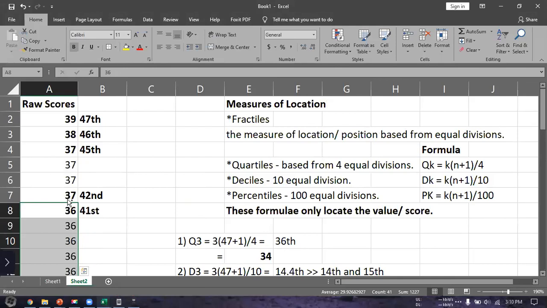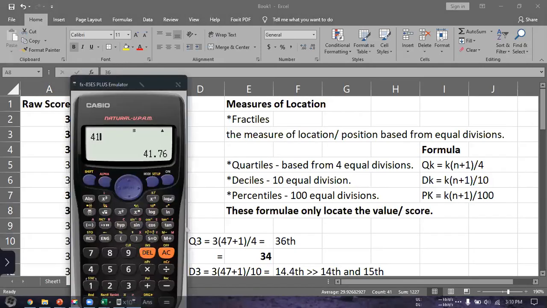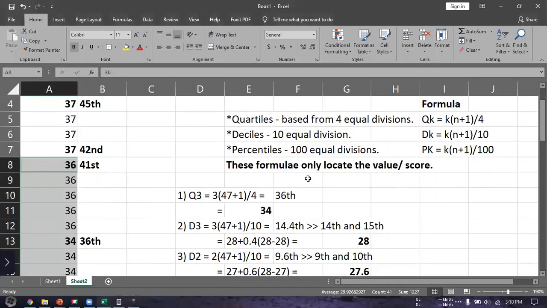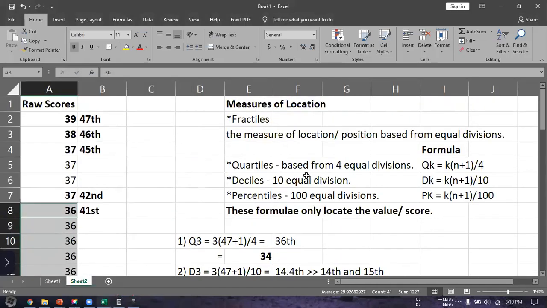Ilan itong values na to? We have 1, 2, 3, 4, 5, 6, 41. 41 over 47 must be approximately 87. Okay, which is true. 87%. All right. Any question about the fractiles? Hello? Question about the fractiles? None.